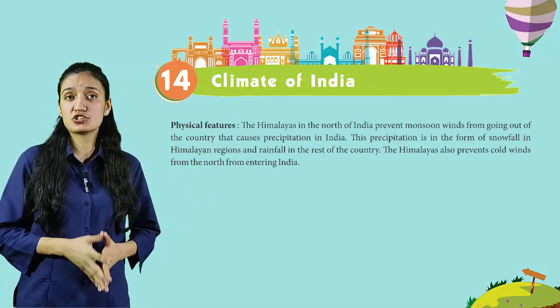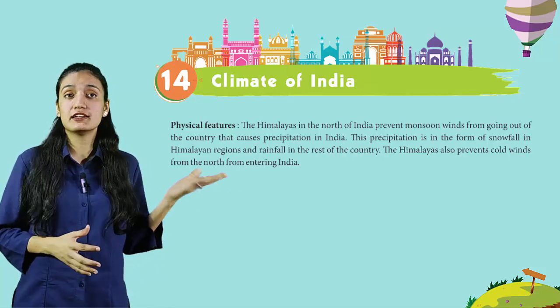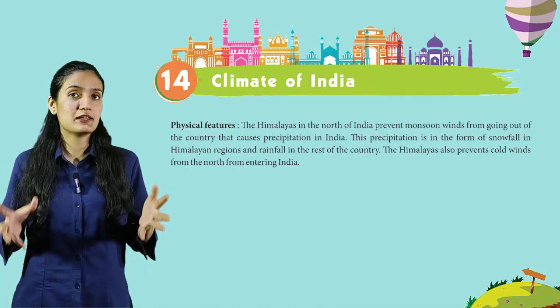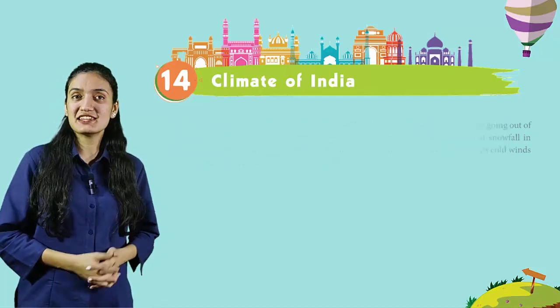Now, physical features. The Himalayas in the north of India prevent monsoon winds from going out of the country that causes precipitation in India. This precipitation is in the form of snowfall in Himalayan regions and rainfall in the rest of the country. The Himalayas also prevent cold winds from the north from entering India.